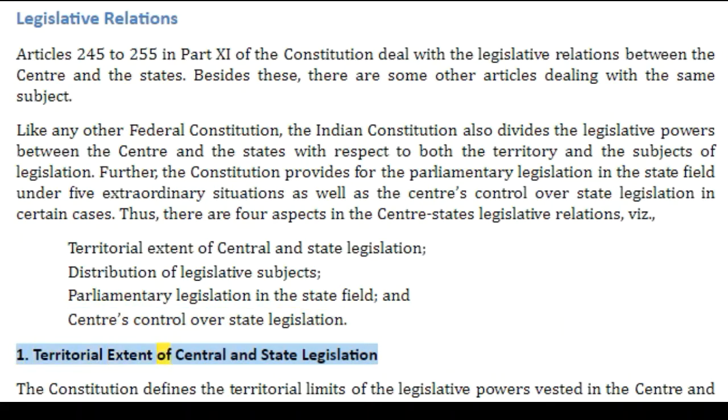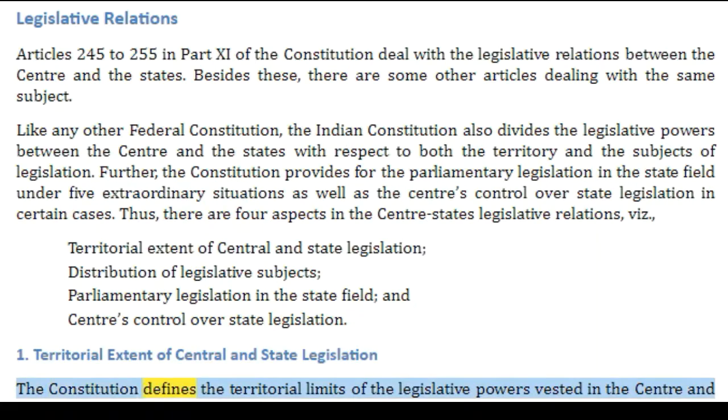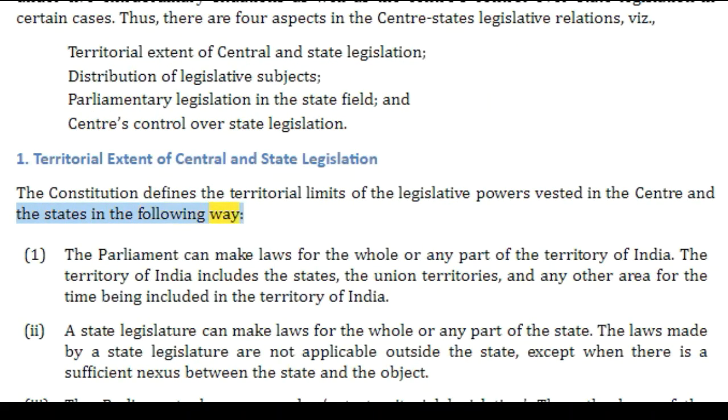1. Territorial extent of central and state legislation. The Constitution defines the territorial limits of the legislative powers vested in the center and the states in the following way. 1. The Parliament can make laws for the whole or any part of the territory of India. The territory of India includes the states, the union territories, and any other area for the time being included in the territory of India.